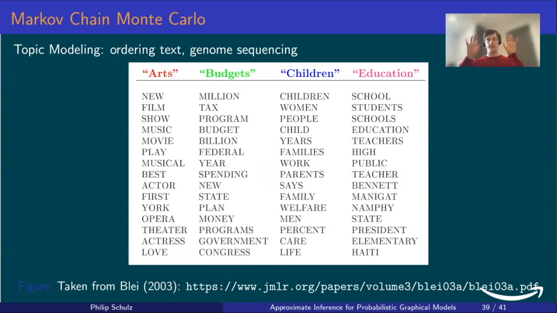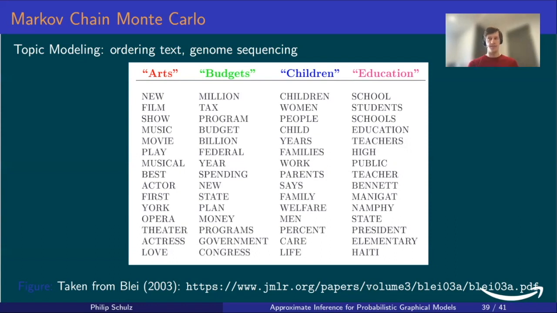It basically categorizes words according to their topic, where the topic might be something like arts or budgets or children or education, something along those lines, right? And once I know which topic a word is likely to belong to, I can then extrapolate to texts, right? Because texts are made up of words. And if a text contains lots and lots of words from, say, the art section, I can then categorize this text as being about arts.